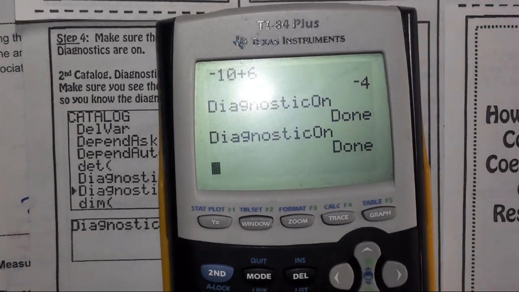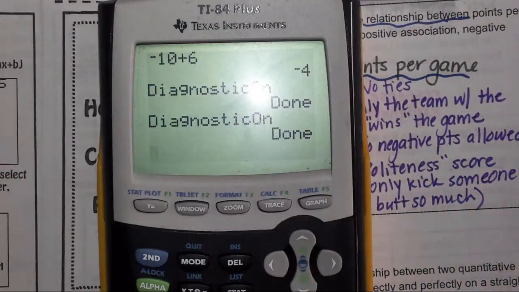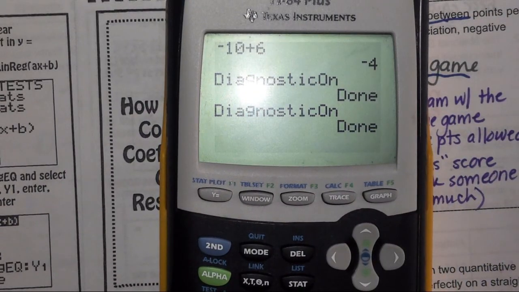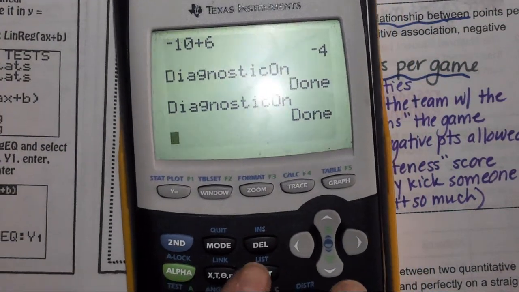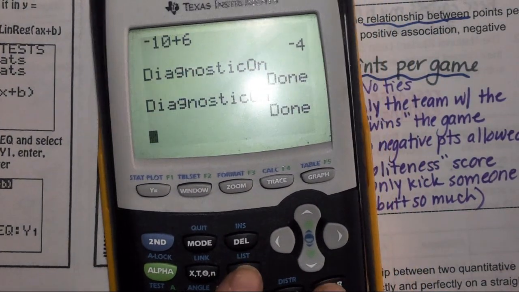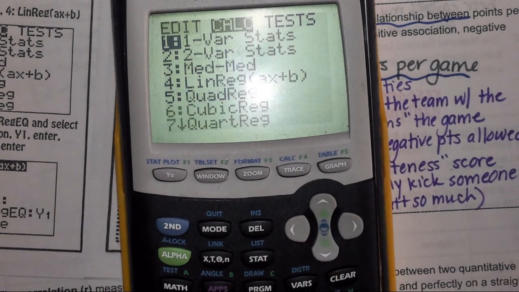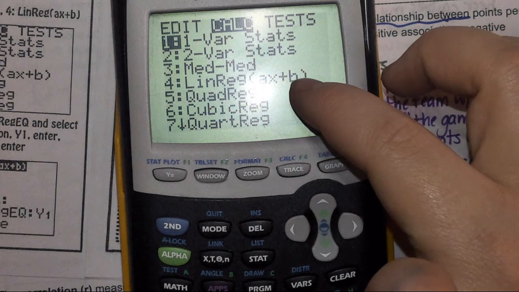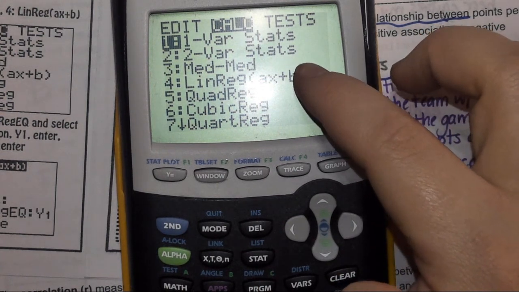Okay, so you got it? Yeah, no. Okay, so your diagnostics are on, and now we can actually find this line and put this line on there. So if we go to stat, our favorite button, we're on step 5 in your cute little handout. We go to stat, and then we go over to calculate. We actually see something that looks like mx plus b. So we know, hey, that's going to fit the line.